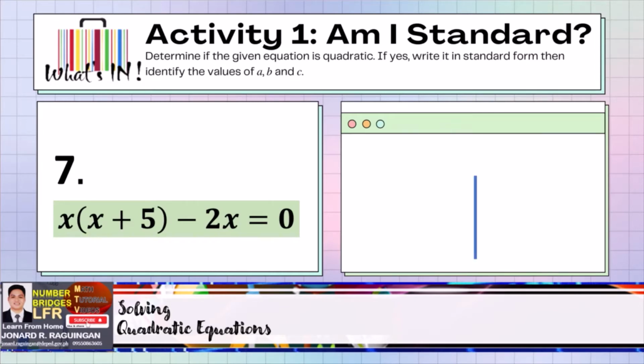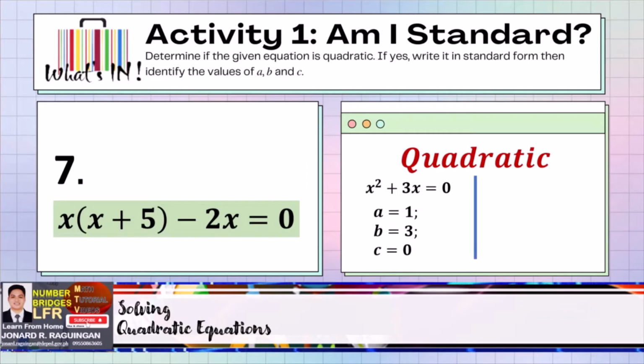Time up. The correct answer is quadratic. Very good. So the standard form of that is x squared plus 3x is equal to 0. The values of a, b, and c are a is equal to 1, b is equal to 3, c is equal to 0. And its equivalent equation is negative x squared minus 3x is equal to 0.